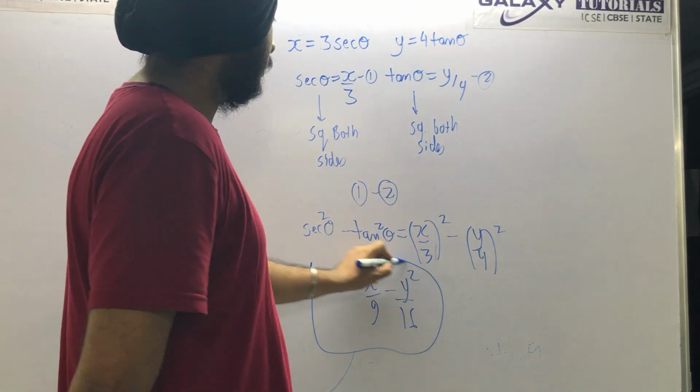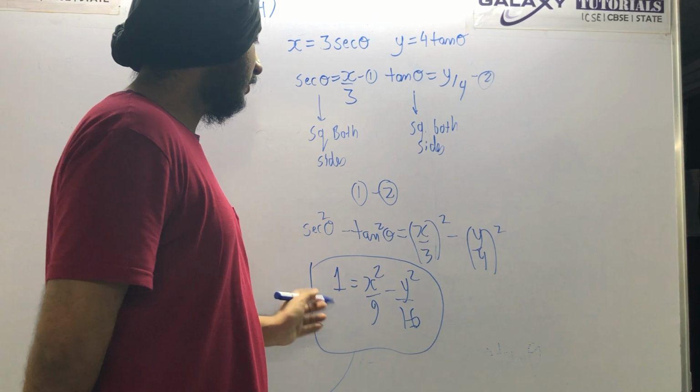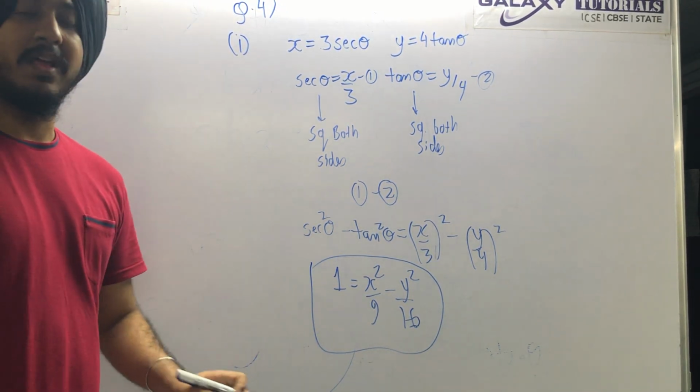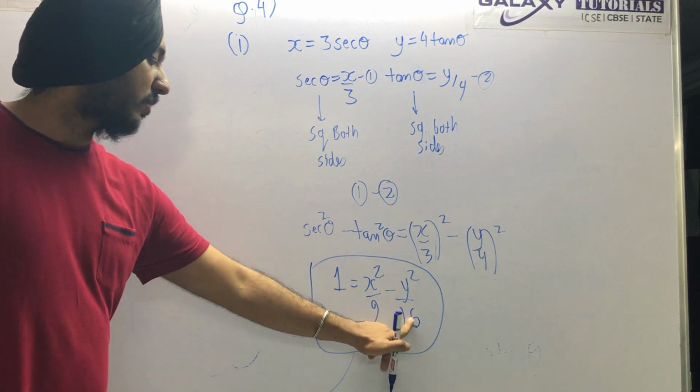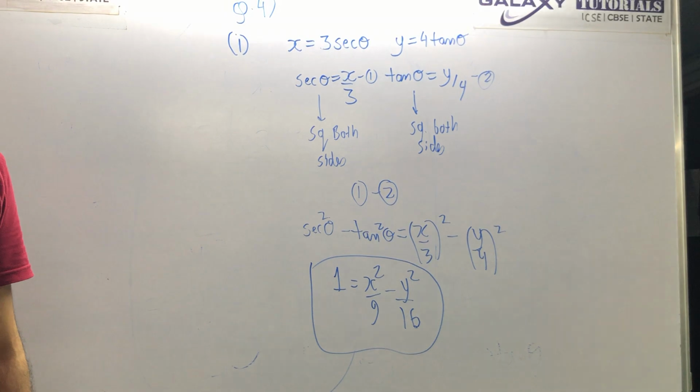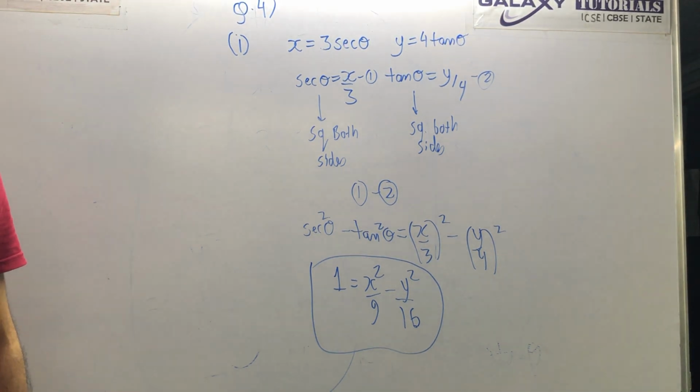This is your answer. See, in this equation, can you see anywhere theta? 1 is equal to x square upon 9 minus y square upon 16. So in all of these parts, you have to do something like make a trick like this, so that you can use the identities for trigonometry. Okay, I will show you the further parts also. So let us do the next part.